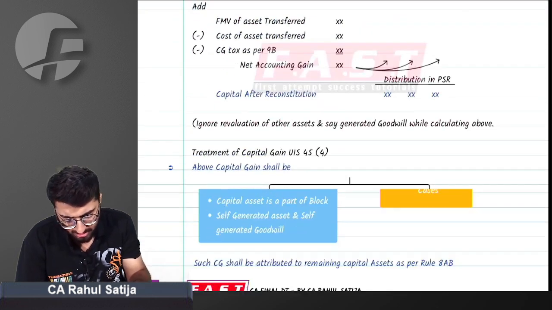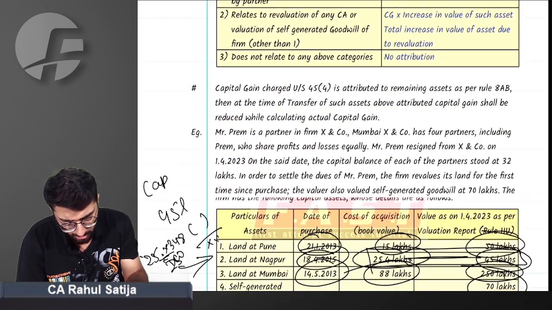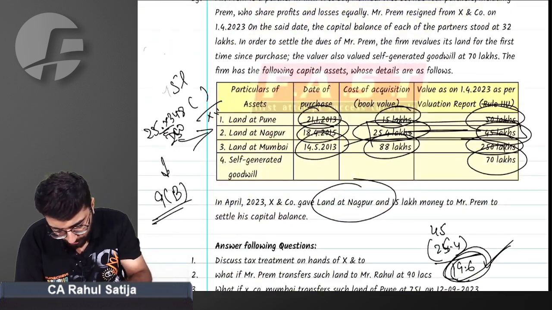How is the calculation done? Just ignore this part. We just have to come to an example. We just come to this example.